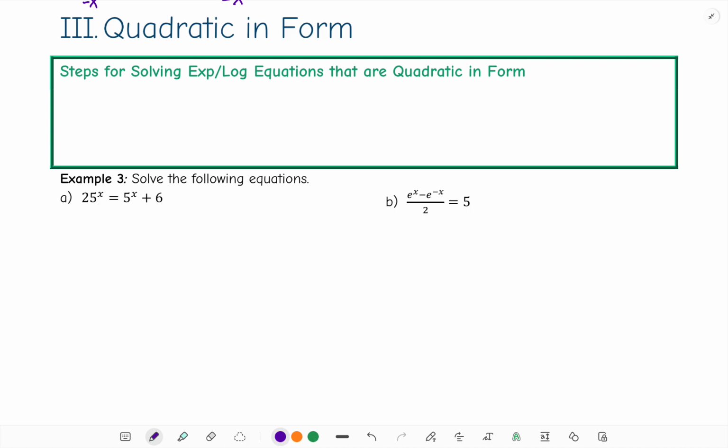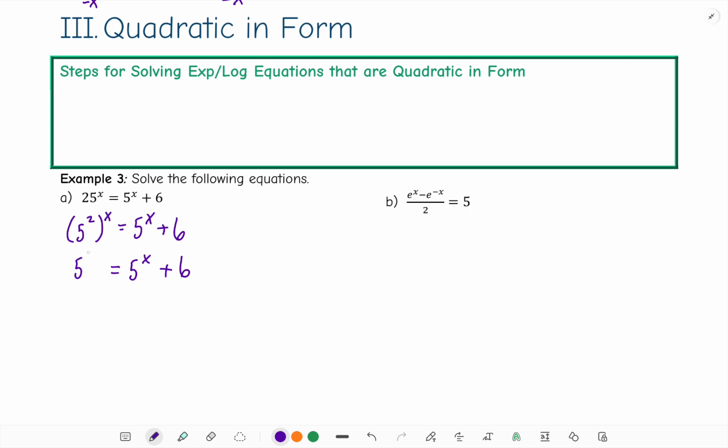So we have 25 to the x equals 5 to the x plus 6. Now, if that 6 wasn't there, we'd be able to just get the same base, cancel the bases out, and solve for x. But because of the plus 6, we can't do that. I still am going to get the same base, though. So 25 is the same thing as 5 squared. So that's 5 to the 2x equals 5 to the x plus 6.